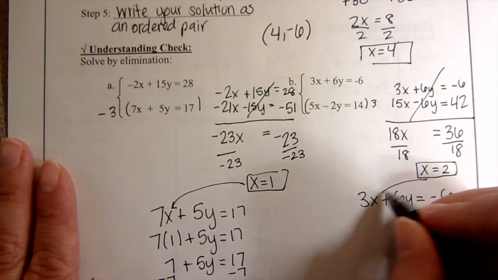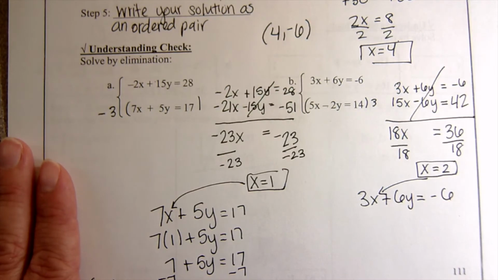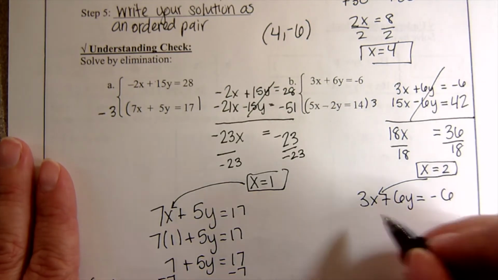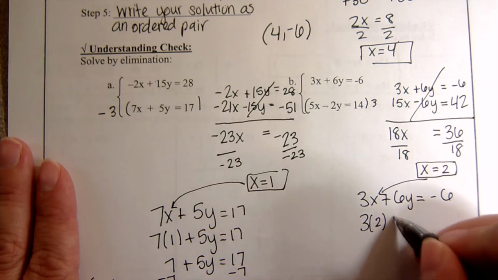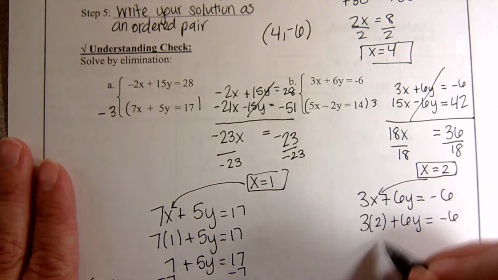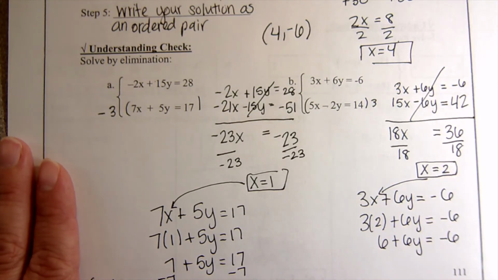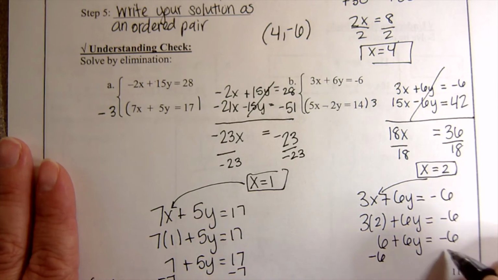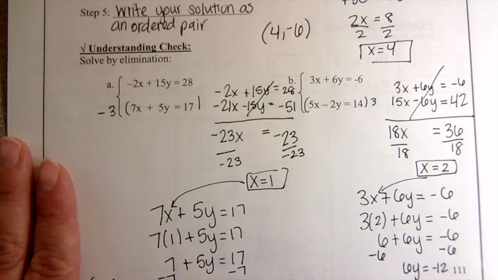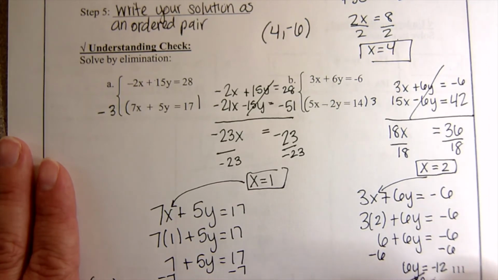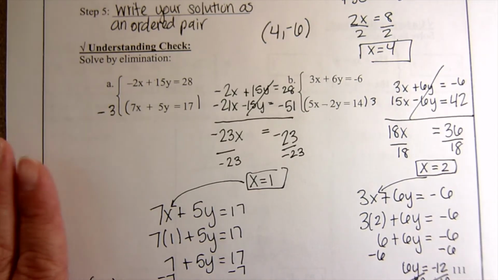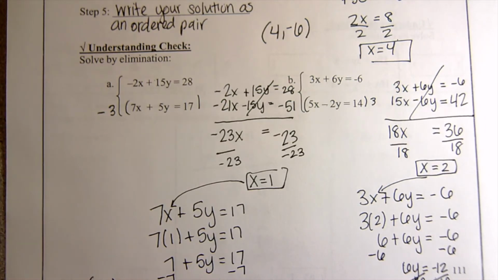So plug in that 2 into the x, and I'm going to do it in the first equation. 6 plus 6y equals negative 6. Then what do I do to both sides? You subtract 6. So 6y equals negative 12. Then what? You divide by 6 and you get negative 2. So what is my solution here? 2, negative 2. Any questions about this part?